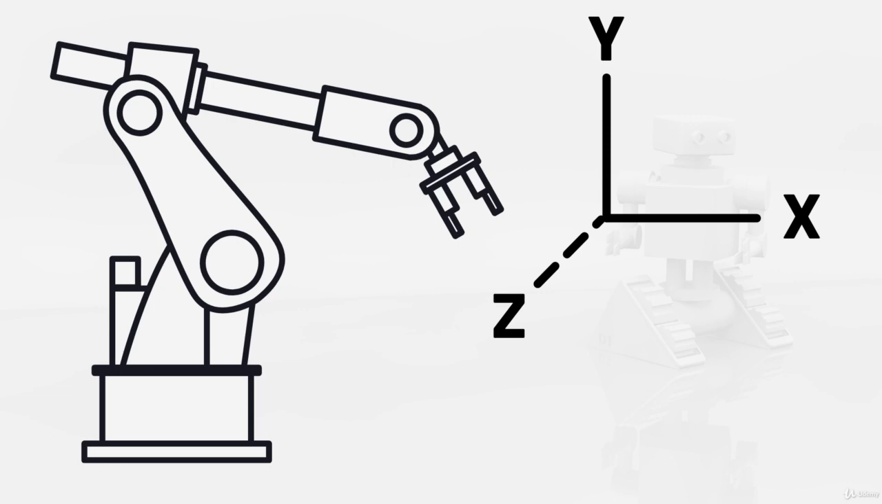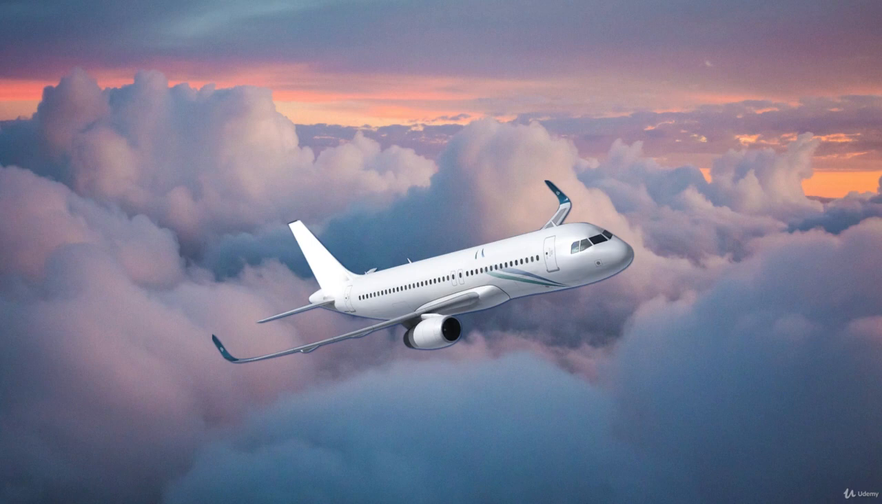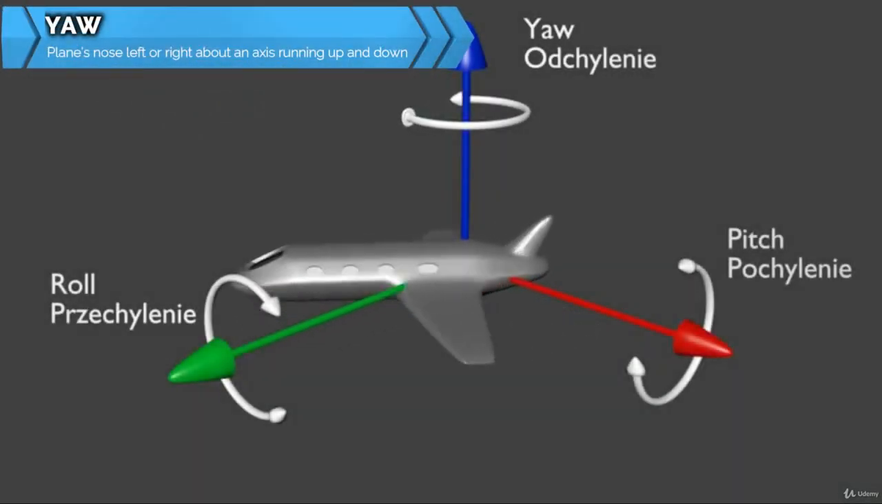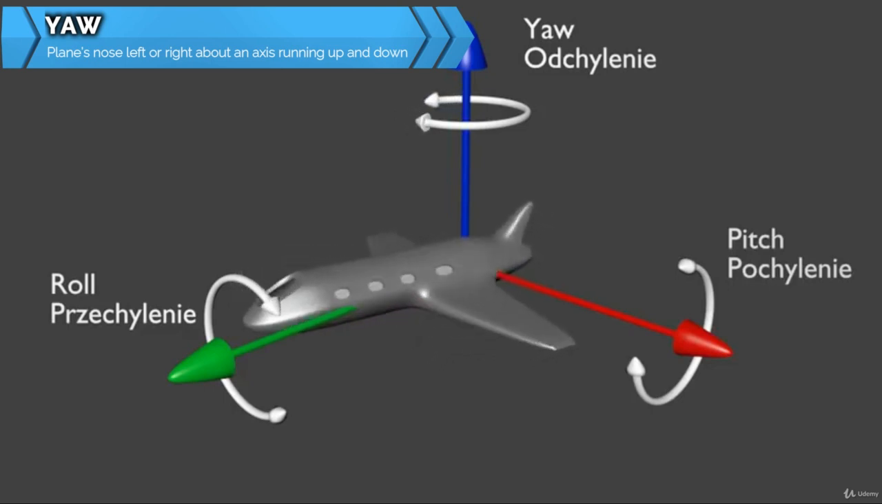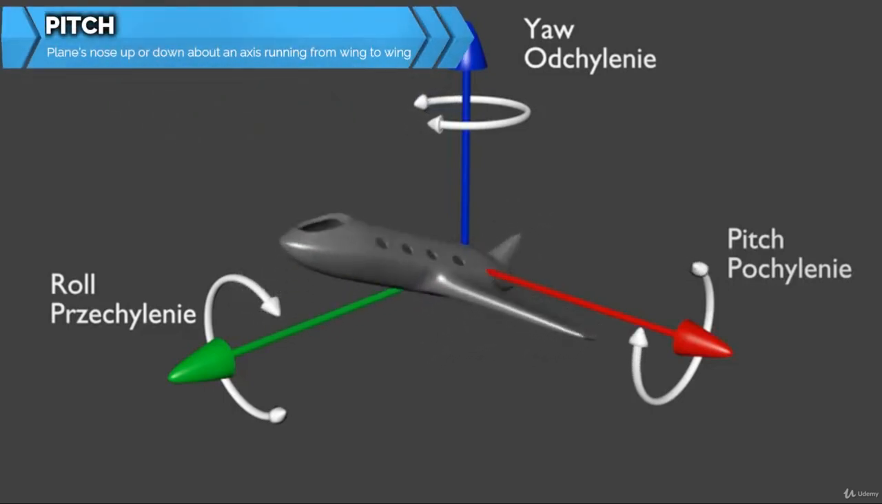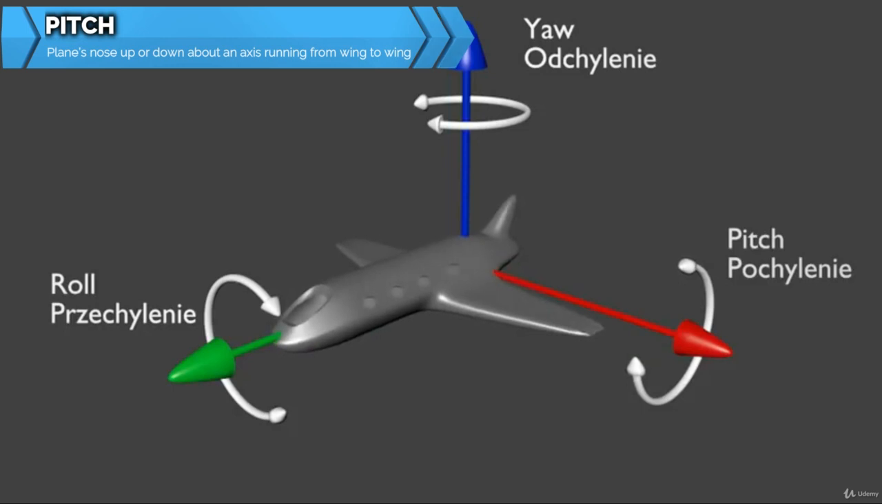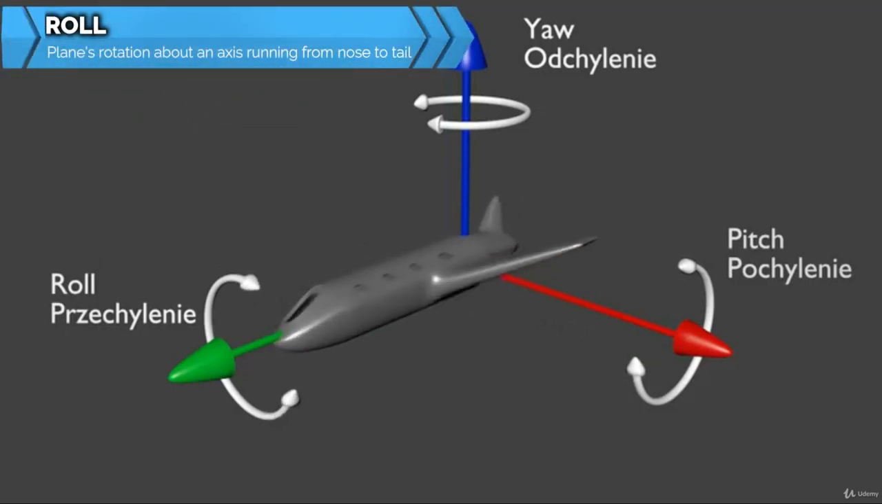But the most amazing movement would be roll, pitch and yaw. Let's take the same example of an aeroplane to understand roll, pitch and yaw. An aircraft in flight is free to rotate in 3 dimensions, in which yaw means the plane's nose moves left or right about an axis running up and down. Pitch means the plane's nose moves up or down about an axis running from wing to wing. And roll means the plane's rotation about an axis running from nose to tail.